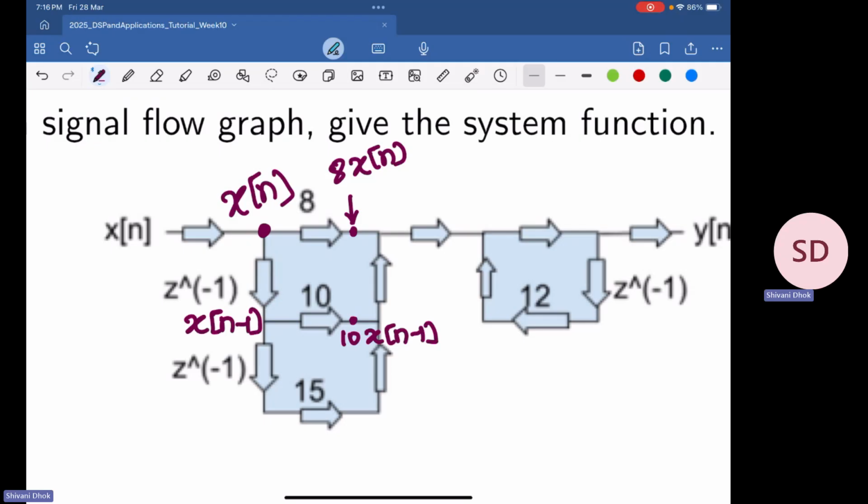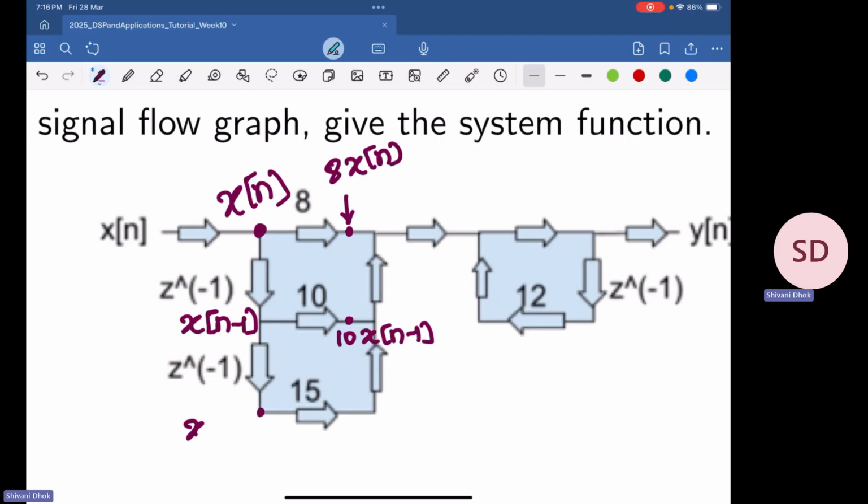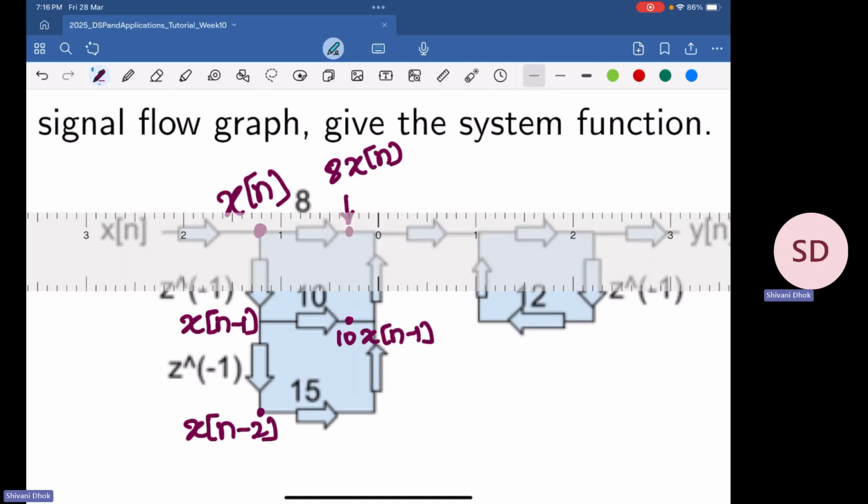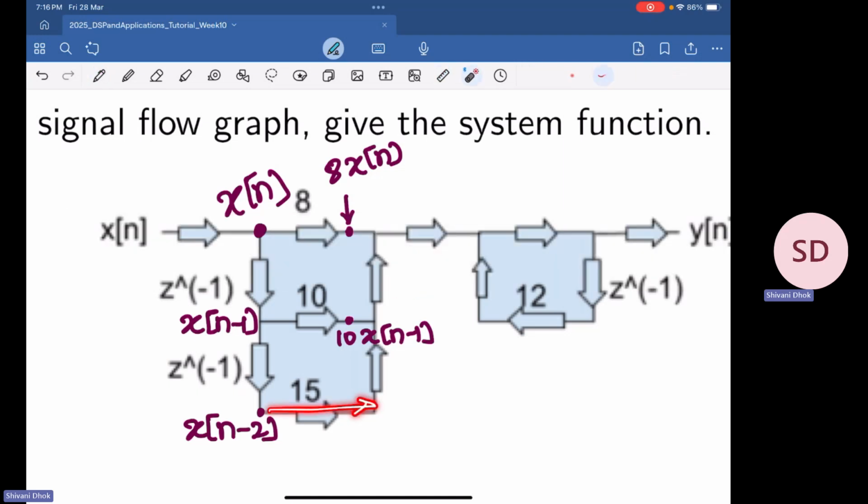Okay. Now along with that, this x of n minus 1 is going along this direction also. But now you have a delay block here. So this will shift this x of n minus 1 by 1 unit, so now you'll have x of n minus 1 minus 1. That will give me at this particular point x of n minus 2. Now this x of n minus 2 goes along this direction, but it gets scaled by 15. So at this point, you will have 15 times x of n minus 2.